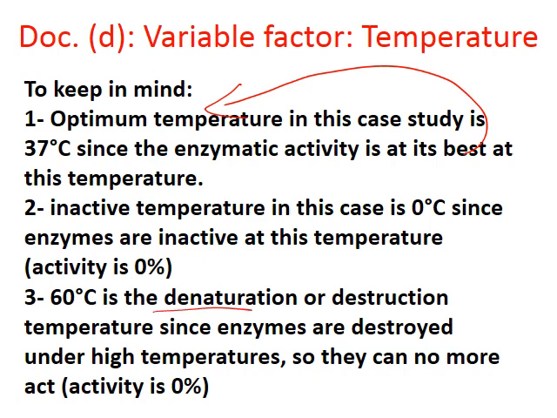60 degrees is the denaturation or the destruction temperature. Since enzymes are destroyed under high temperature, they can no more act. The activity is going to be 0, even though we return them to the normal temperature, which is 37 degrees Celsius. You have to study here the table of digestion in organs: every enzyme, on which substrate it acts, at which pH, at which temperature.